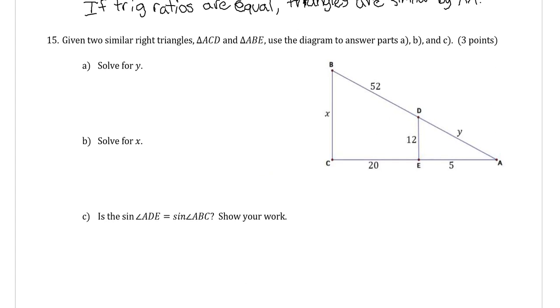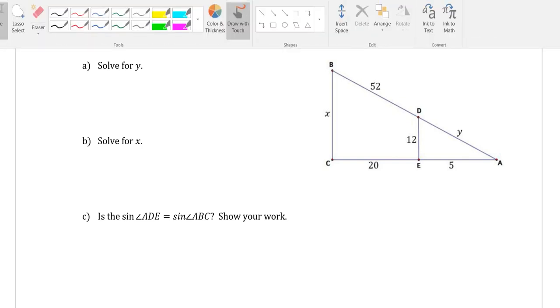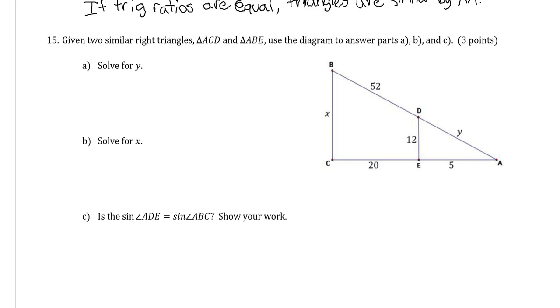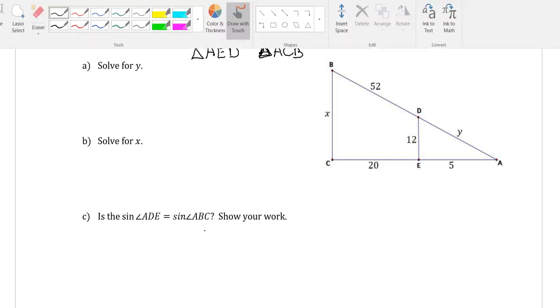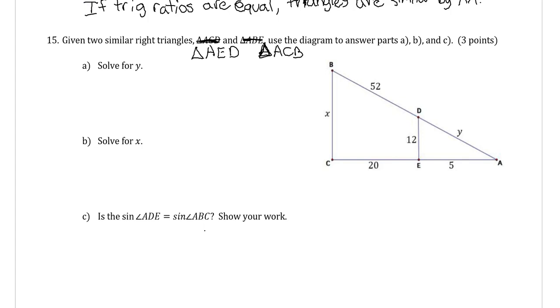Given two similar right triangles, we have ACD. That's not right. This is a typo. Triangle AED is your first one, and triangle ACB. This is the triangle symbol. Okay, so triangle AED and triangle ACB. Yes, I fixed the angles down here. I forgot to fix the names. That's okay. So our first question is to solve for y.